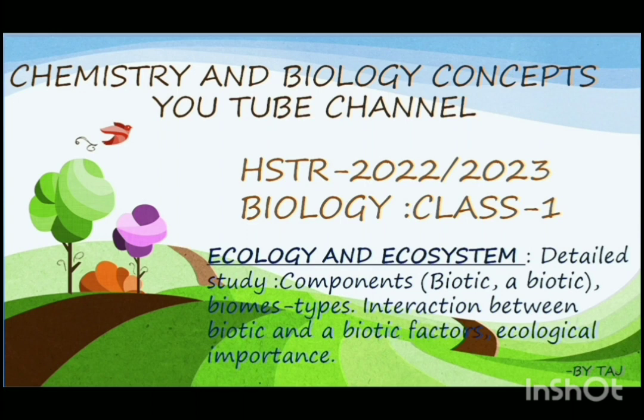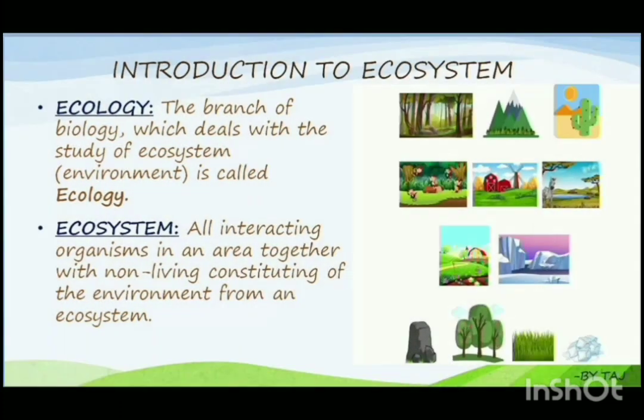In this class, we will discuss the detailed study about the components of ecosystem, biomes, pyramids, food chain and food web. So, coming to the introduction part of the ecosystem. Before learning this ecosystem, we have to know the definition of ecology. The branch of biology which deals with the study of ecosystem, we call it ecology. Nothing but the detailed study about the environment, we call it ecology, and ecosystem means the interaction between the living and the non-living constituents of the environment. So this is about ecology and ecosystems.